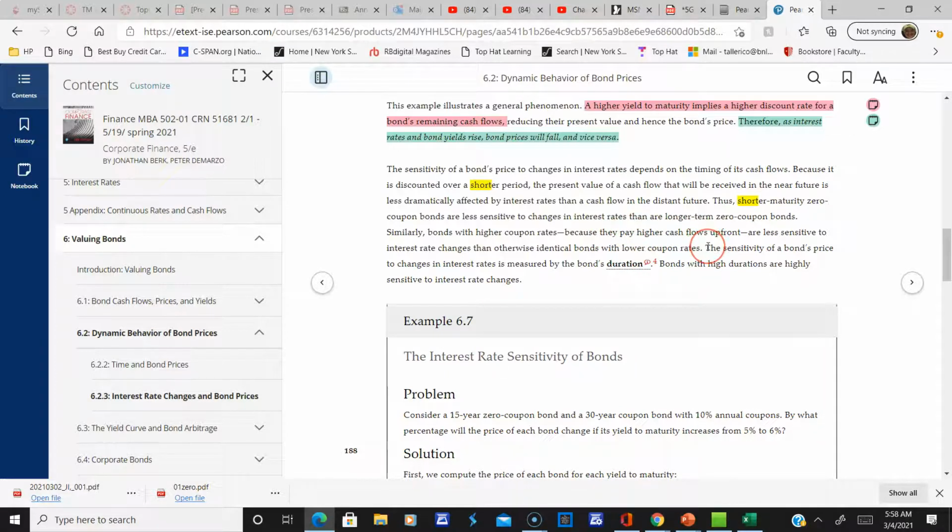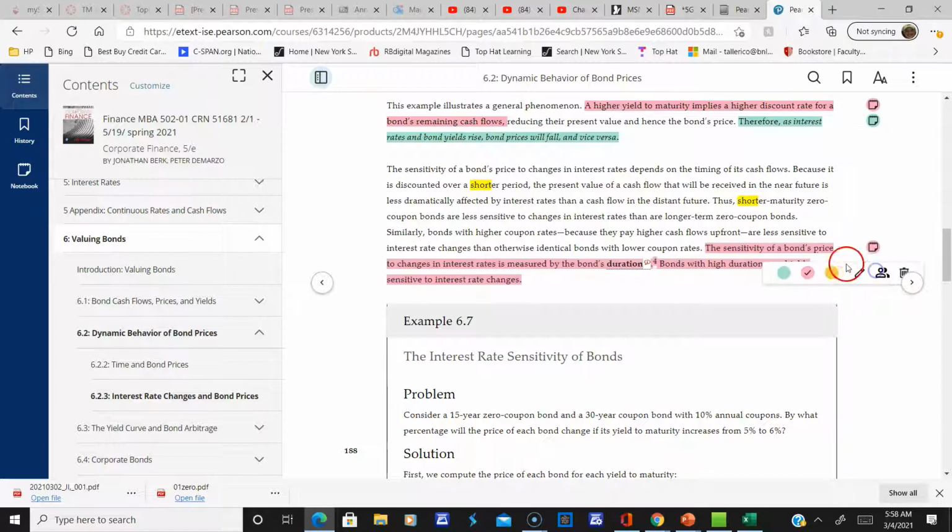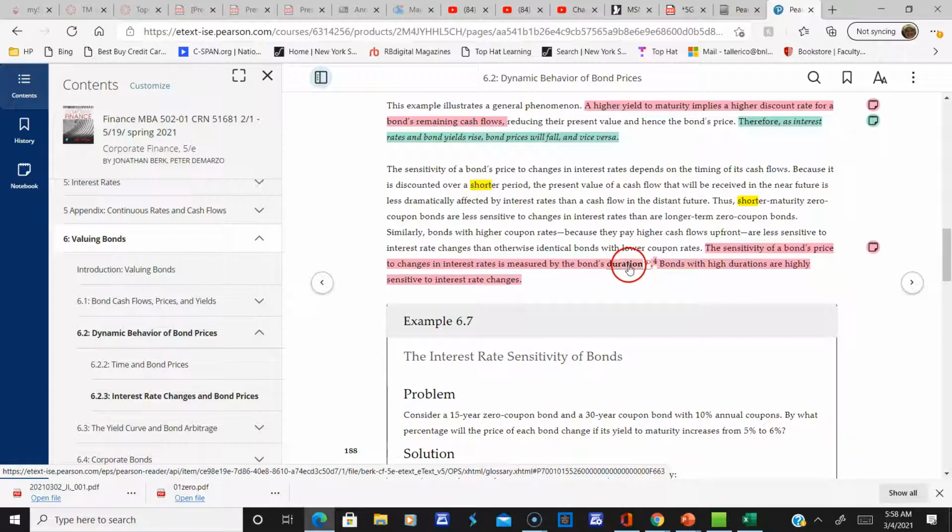All right, now this is a real important statement. The sensitivity of a bond's price to changes in interest rates is measured by the bond's duration. Bonds with higher duration are highly sensitive to interest rate changes. There's a couple terms here that refer to the bond's duration, and this is not maturity. It's called Macaulay duration and modified duration. So these are important concepts here.